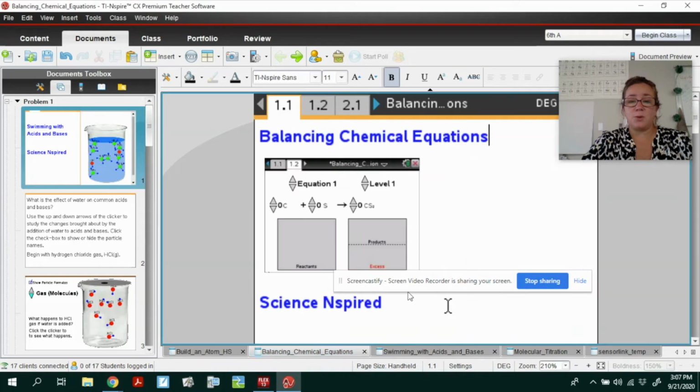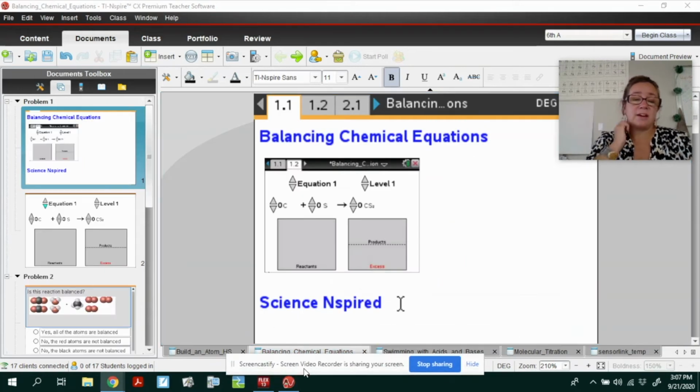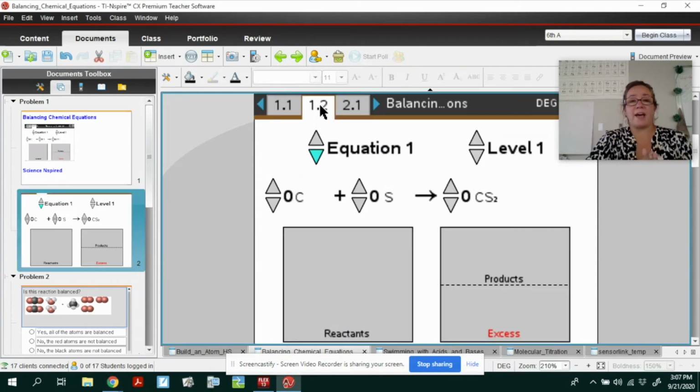So balancing equations. I did download this from the TI-Nspire website, and I will show you in a minute. This one walks us through what is happening in boxes. I have a box of reactants and I have a box of products. I'm on equation 1, level 1, so they should be fairly easy. I know that I have to put some of them in there.